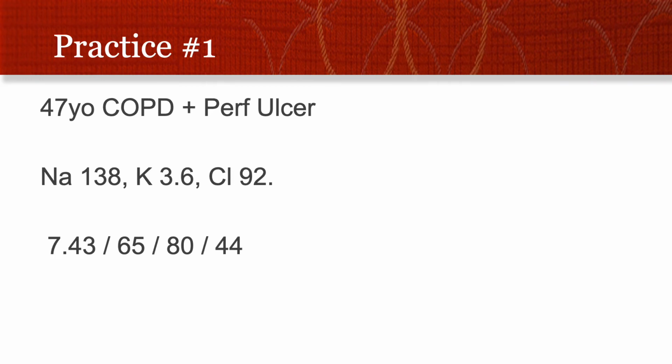Now, on to practice questions. These are all real patients. They're not perfect, but I tried to pick patients that more or less fit the math, or at least fit a clinical situation I could explain. The first one is a 47-year-old patient with COPD and a perforated gastric ulcer. His labs are listed there, and the pH, CO2, PO2, and bicarbonate are listed on the bottom. I won't click through the slides for you. I will simply give a moment here, and the answer will be on the next slide. So pause the presentation if you would like a moment to go through this.